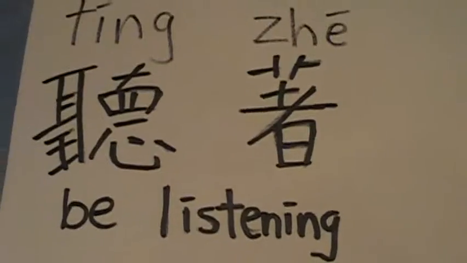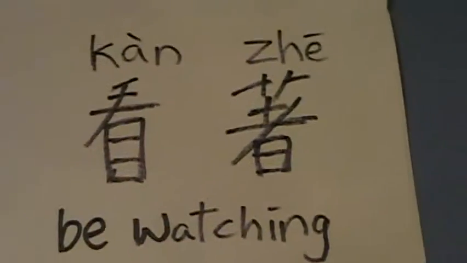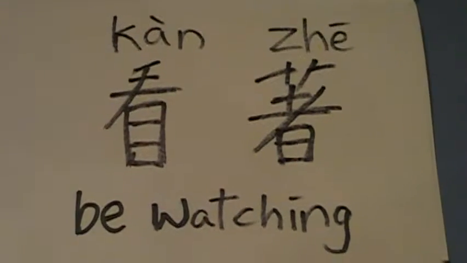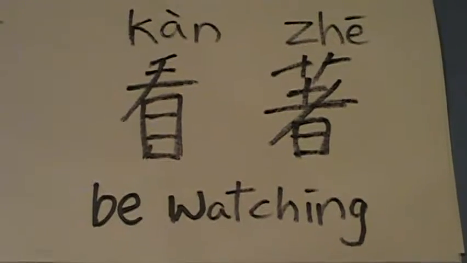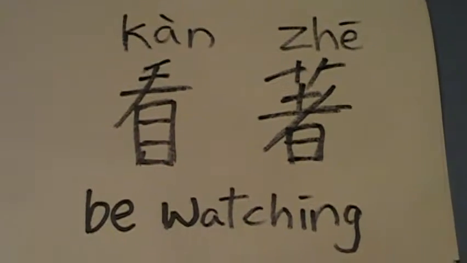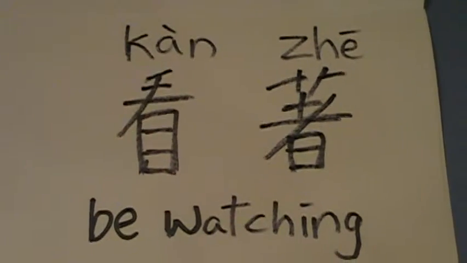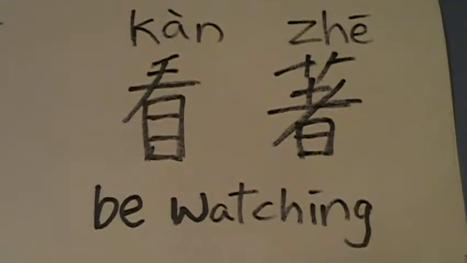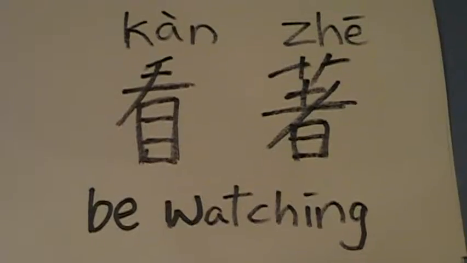Providing another example using another word we just learned, kan, which means watch. Adding 在 in front of kan means watching, is watching, or be watching. This means that the action is still continuing into the present and it is in the present continuous form.